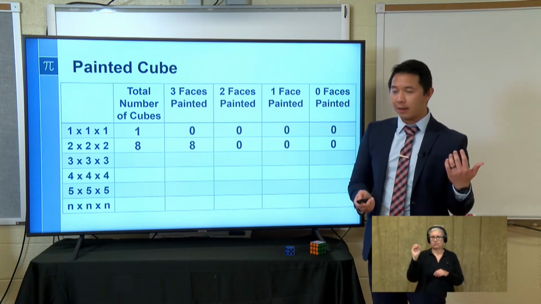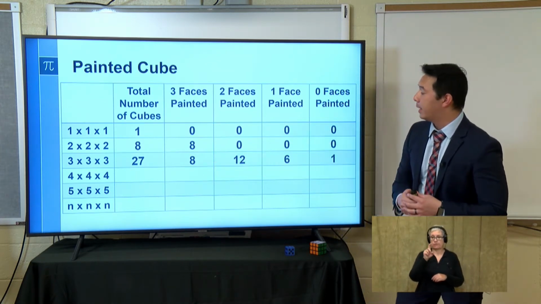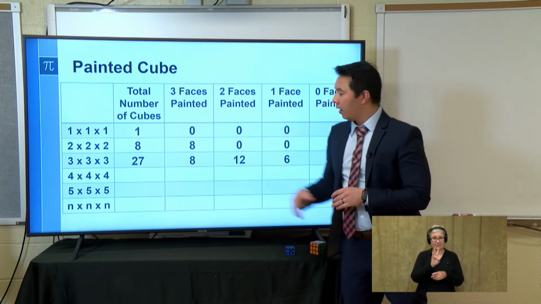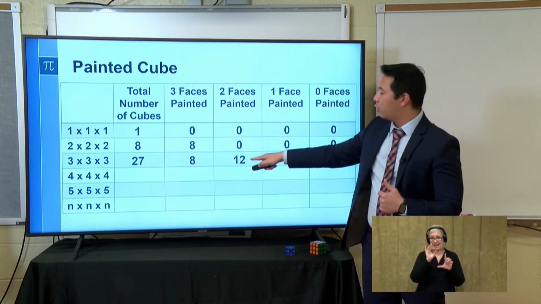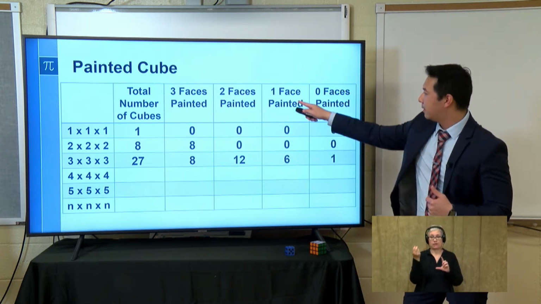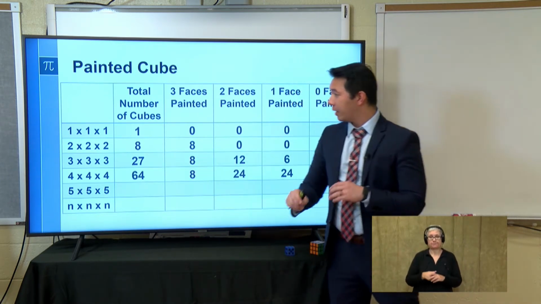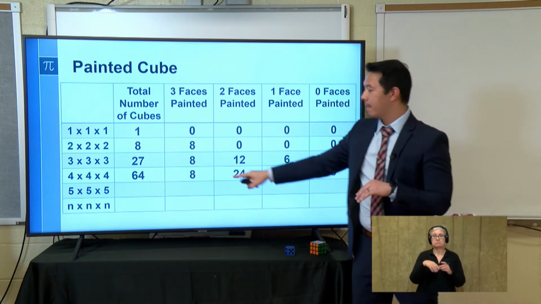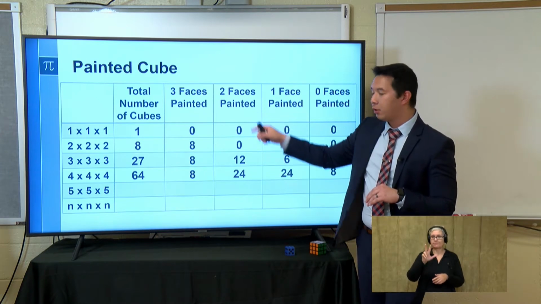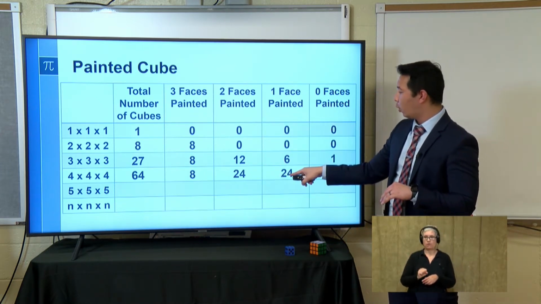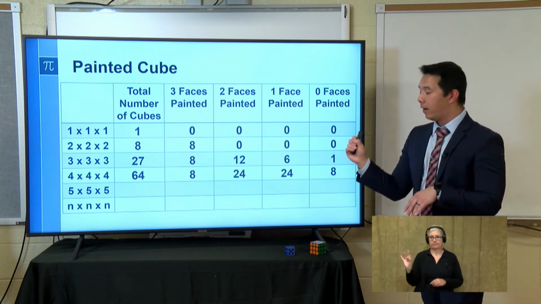In the 3 by 3 by 3 case, we've got 27 total. We've already described how many have 3 faces painted. Again, think about what we might be seeing in terms of patterns. We've got 12 cubes that have 2 faces painted, 6 that have 1 face painted. And then when I'm looking at the 4 by 4 case, 64 total cubes here. Again, I've got 8 cubes that have 3 faces painted, 24 cubes that have 2 faces painted along those edges, 24 in the middle of each face, and then 8 in the very center of my 4 by 4 by 4 case.